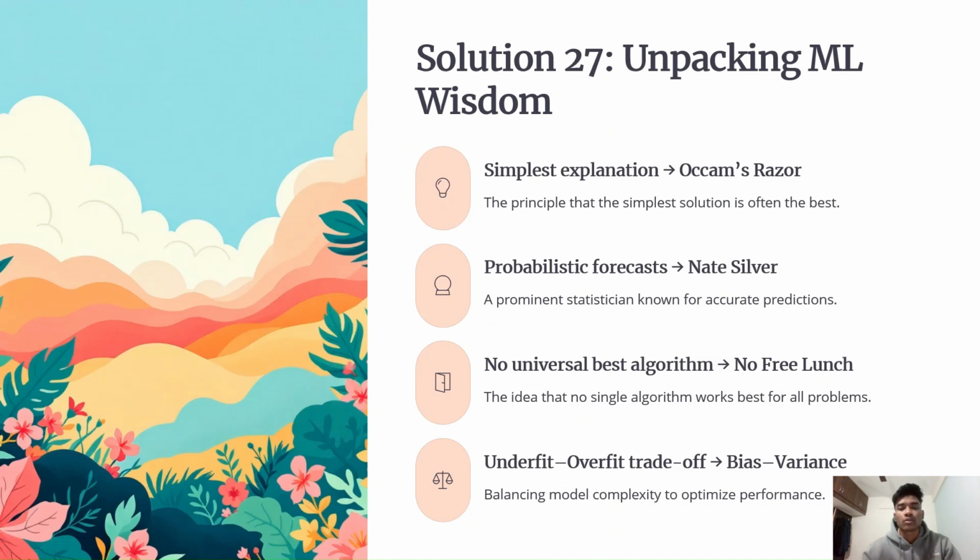Simplest explanation corresponds to Occam's razor. The idea that the simplest solution is usually the best. The probabilistic forecast resembles the Nate Silver method. He is known for making accurate predictions using probabilities. No universal algorithm corresponds to the no free lunch theorem. No single algorithm works best for every problem. And last, trade-off under overfit corresponds to bias variance. This principle reminds us to balance simplicity and complexity for good performance. These philosophies guide how we choose models and evaluate performance.